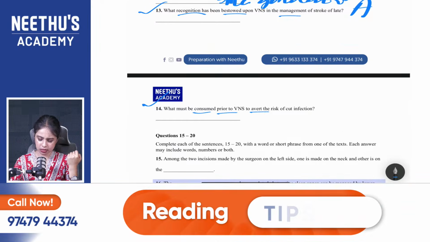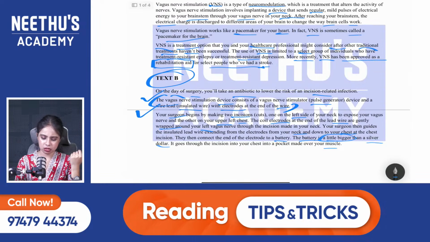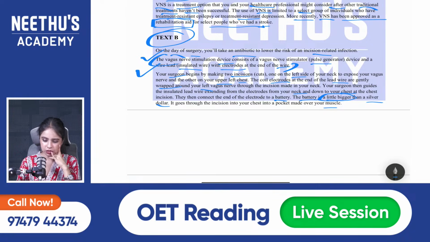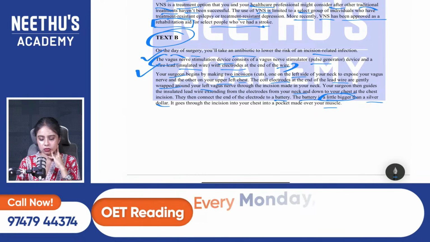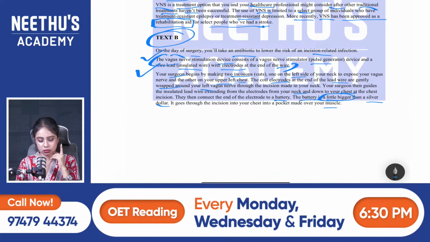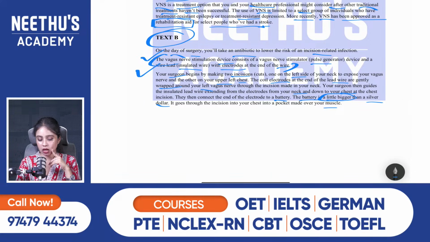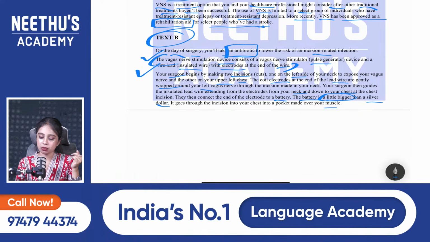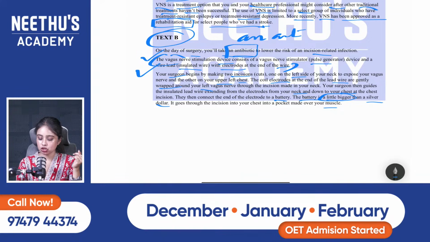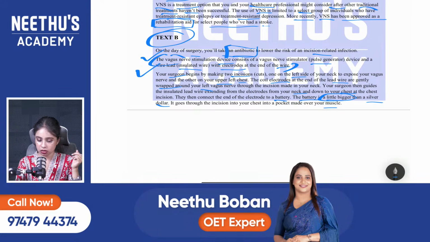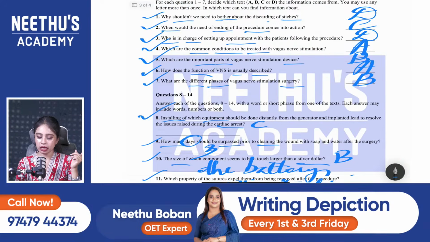A very simple answer, and I think it is mentioned in text B, the step-by-step procedure. Where is the answer mentioned? Yeah, that is an antibiotic you can take. On the day of surgery, you will take an antibiotic. Same here, an antibiotic. That should be the answer. If the question is plural, of course, you can write antibiotics. Otherwise, write an antibiotic.